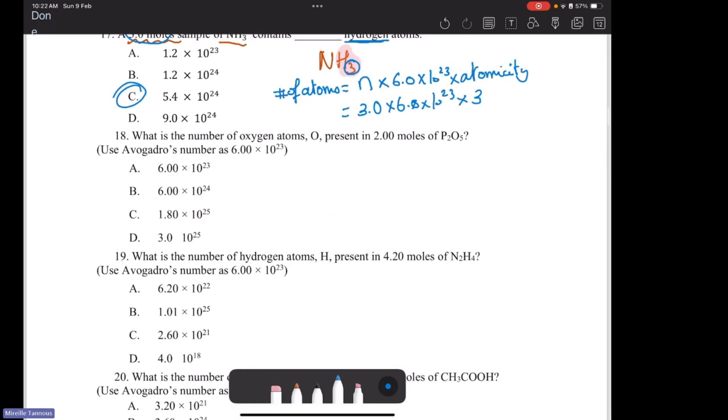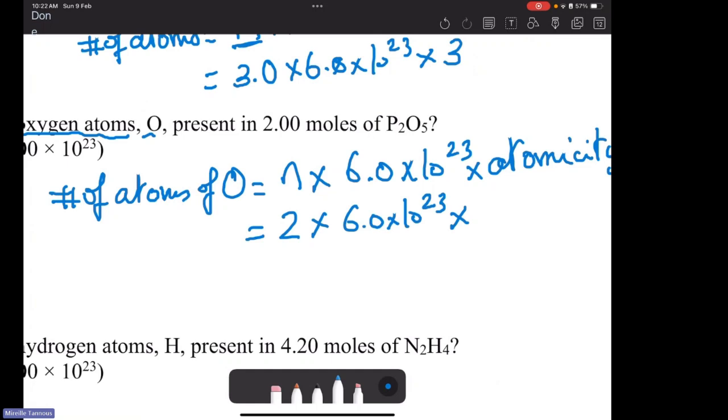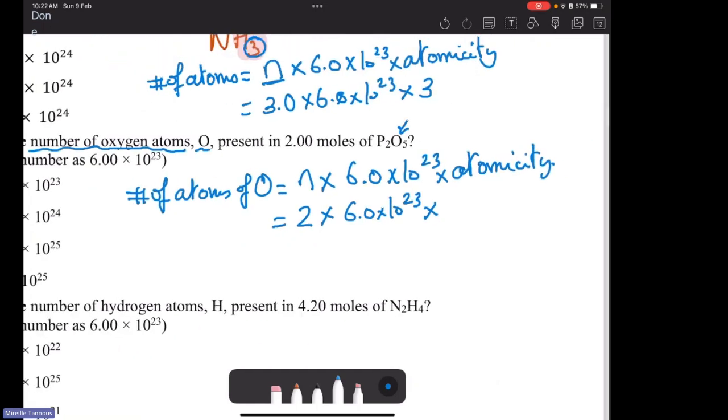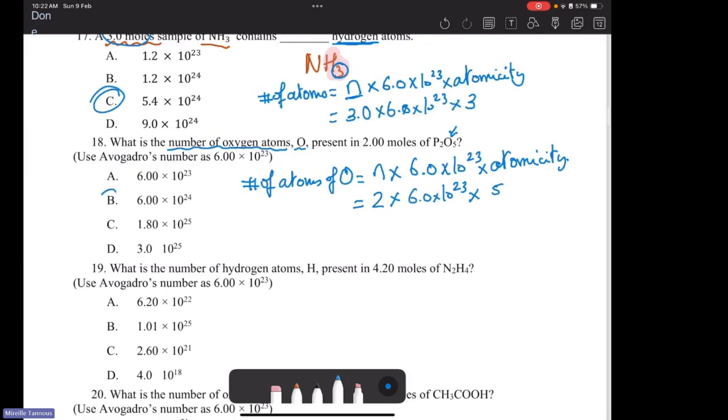Again, what is the number of oxygen atoms? It's the same formula. Number of atoms of oxygen. This time I have 2 moles. So here, 2 moles. We always multiply by Avogadro. Now, the formula says times atomicity. What do they want? They want only the atoms of O in this compound. So the atomicity over here is 5. And the answer is B.